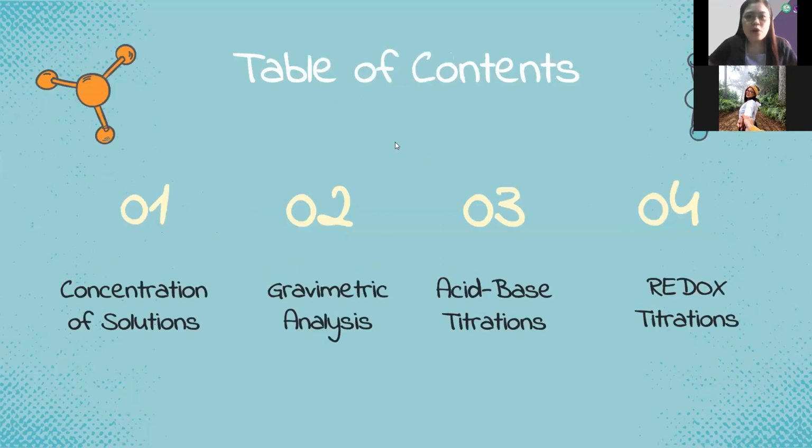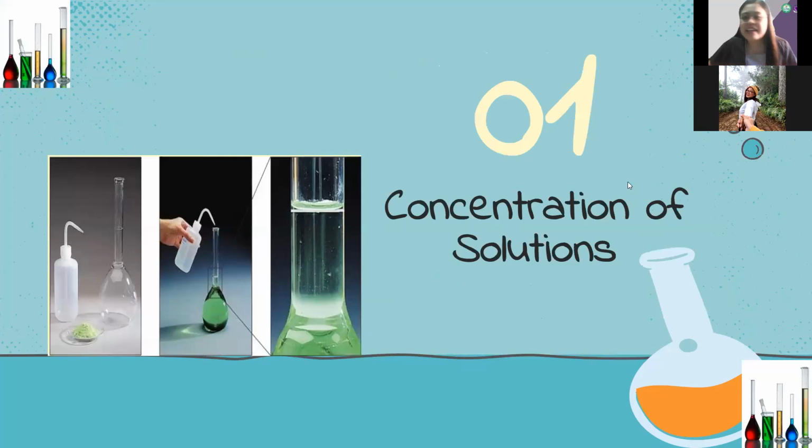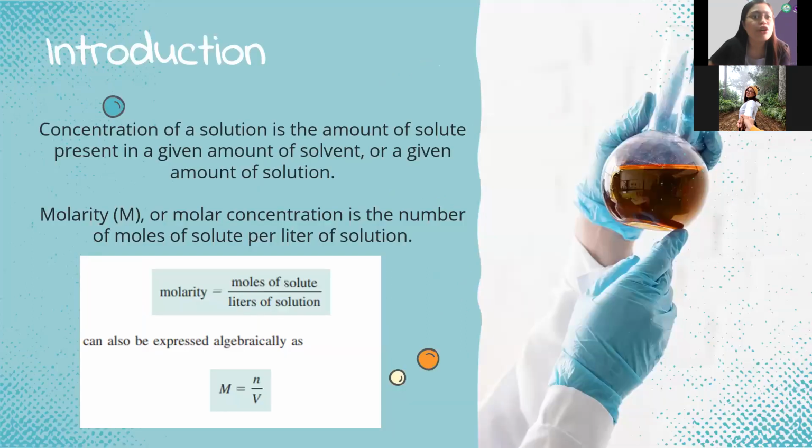Okay, so for the table of contents, we will be talking about, again, first concentration, the concentration of our solutions. And then we will be talking about gravimetric analysis, acid-base titrations, and the redox titration. So I think we can only have concentration of solutions this morning, but let us try to include the gravimetric analysis. Okay, let us start. Let's talk about concentration of solution.